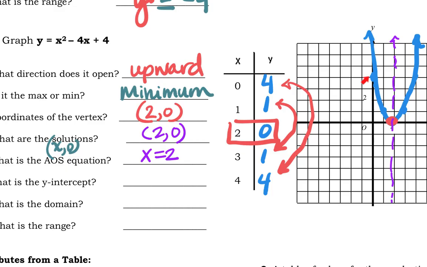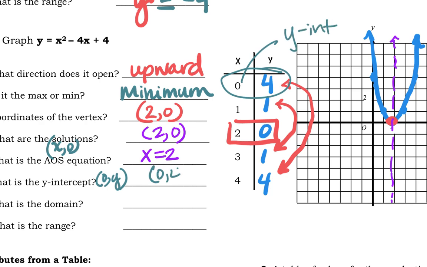All right, our y-intercept, where is this graph touching the y-axis? It's touching it at 4. And again, your y-intercept point should be in the form of 0 and then a number for y. This is your y-intercept. So 0, 4. All right, what did I say the domain was going to be? All real numbers.